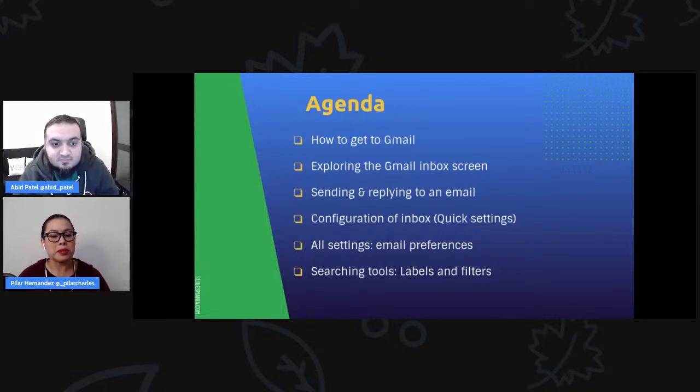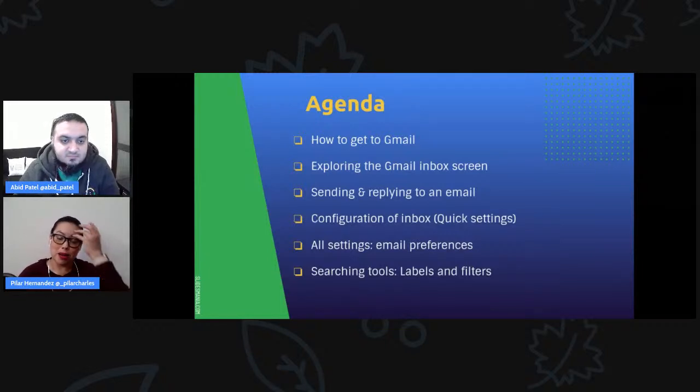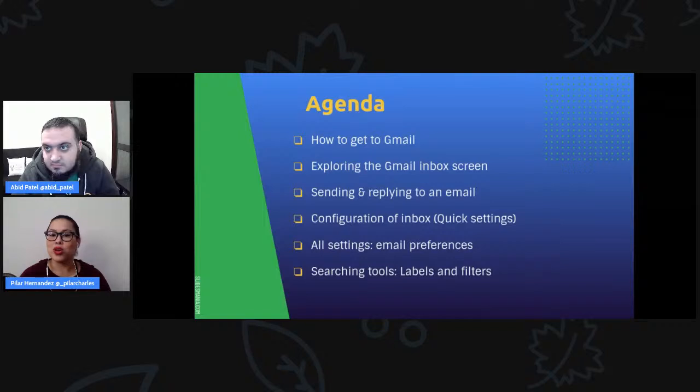We're going to explore the Gmail inbox screen for those of you who haven't really seen the little details around it. We're going to see how to send and reply to an email for work. And we're going to see the configuration in quick settings and then in all settings. And at the end, we're going to talk a little bit about the tools that we have when we search for an email so that important emails don't get lost, with labels and filters.